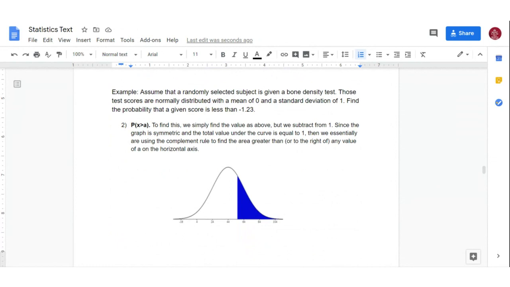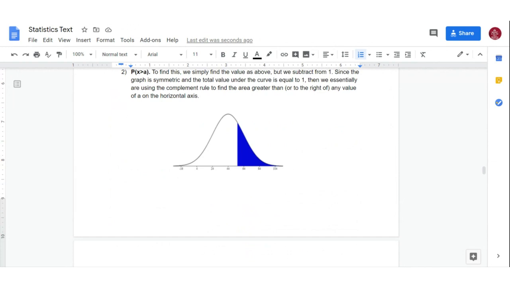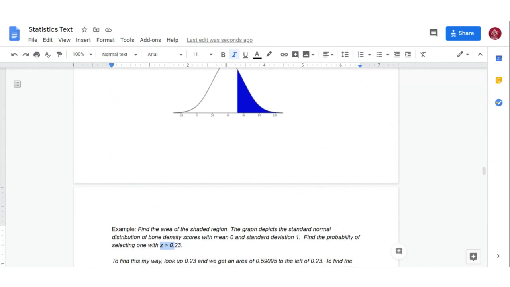But like I said, you're kind of on your own there. And then the sad part is, I think the instructions will take you through that procedure to do it. And if you learn it, that's fine. But like I said, this is a safe way to do it. So to find this area, what we're going to do is essentially do what we just did in the previous problem. The z value is down here. It's 0.23.